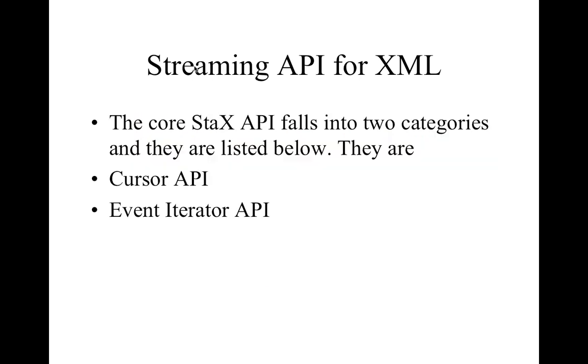Then the core streaming API for XML falls into two categories, and they are listed below: the cursor API and the event iterator API. That means with a cursor, you can have a cursor over all the events that you have, similar to SAX, or you can iterate through them based on events. That means, okay, what is the next event? What is the next event? What is the iterator, right? In the collections we saw, in the same way, you are going to maintain an iterator of it.